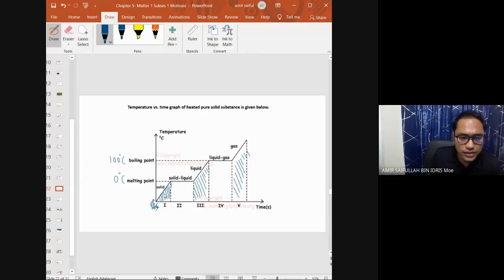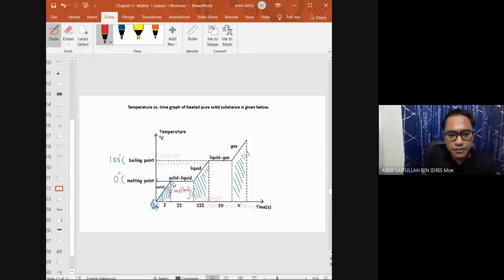So they can exist in the solid. Okay, solid. But once they reach the melting point, like water, water is zero. Once they reach 0 degrees Celsius, they will start to melt. So this is the process. When the process is happening, we call it melting.